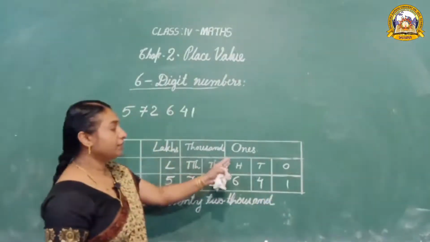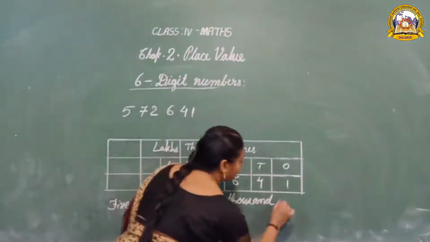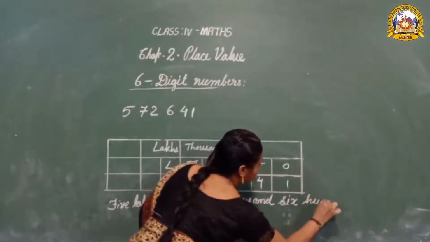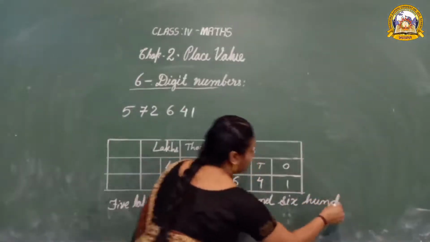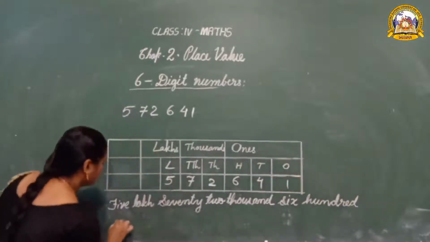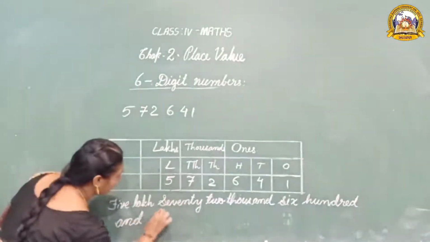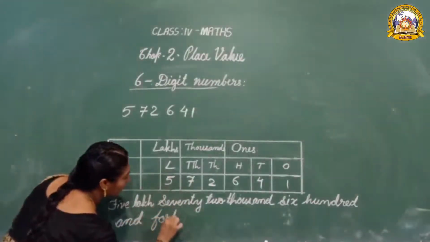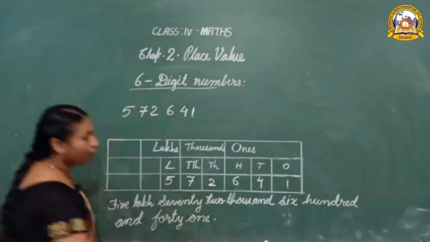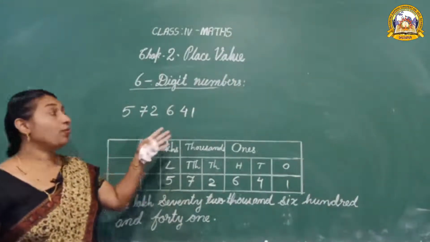Then what is remaining? Ones. How many? 641. 600 and 41. Forty spelling? Yes, F-O-R-T-Y, 41. How can we separate using commas?